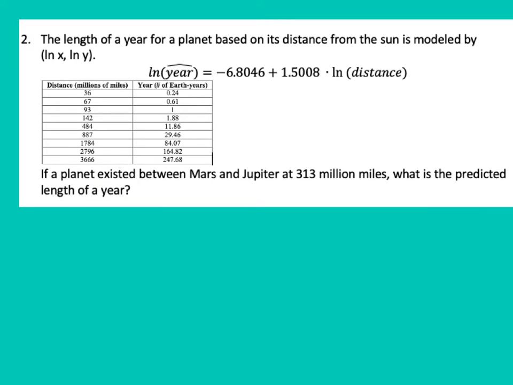In the second one, the length of a year for a planet based on its distance from the sun is modeled by the ln of x and the ln of y. So for my explanatory variable and my response variable, they've taken the natural log of both, probably to straighten my data. And here is my regression model. I'm asked, if a planet existed between Mars and Jupiter at 313 million miles, what is the predicted length of a year? So 313 million miles is what I'm substituting in right here. But I notice that my explanatory variable is in millions of miles, so I'm really just plugging in 313.